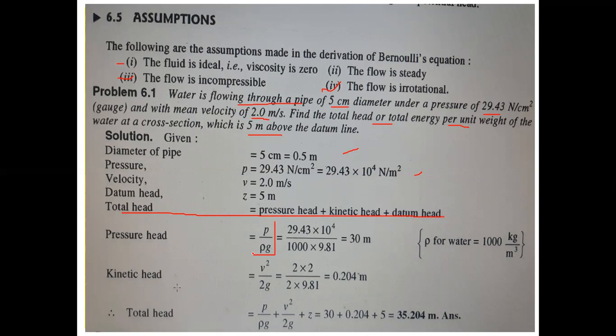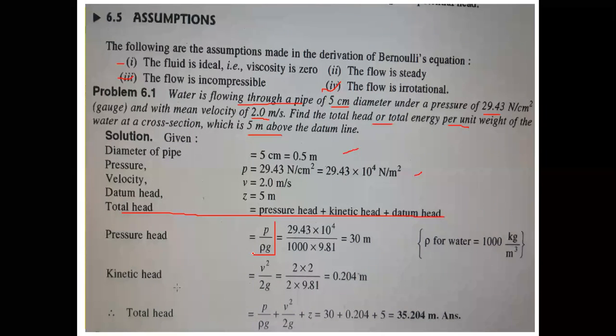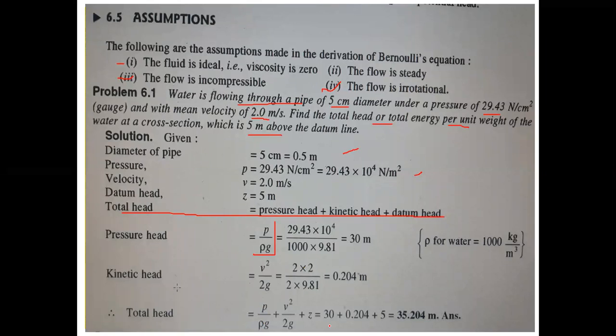Now, what is the kinetic head? The kinetic head is equal to V square by 2g, like half m v square. What is V here? V is equal to 2. So 2 into 2 by 2 into 9.81, that is 0.204 meter. Now what is the total head? The pressure head plus kinetic head plus datum head, that is P by rho g, 30 meters, plus 0.204 plus 5. The answer is 35.204 meter. That is the total head of the water, right?